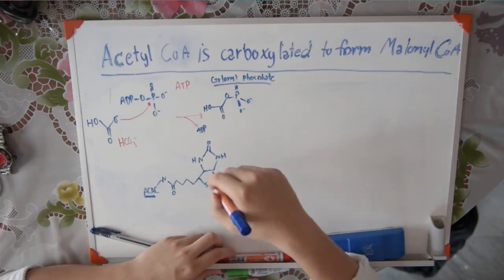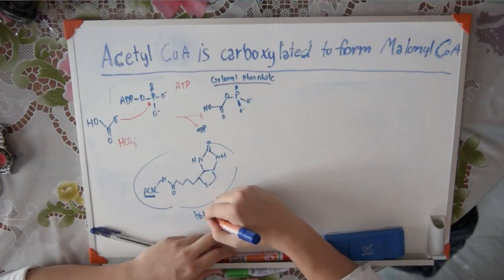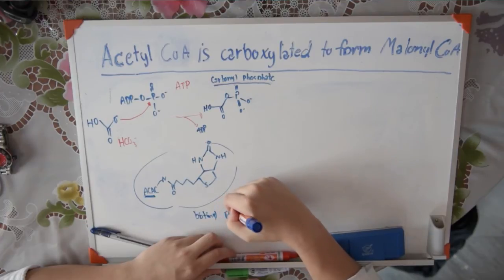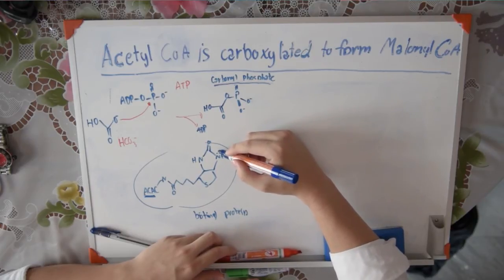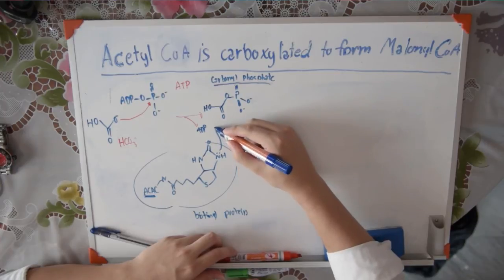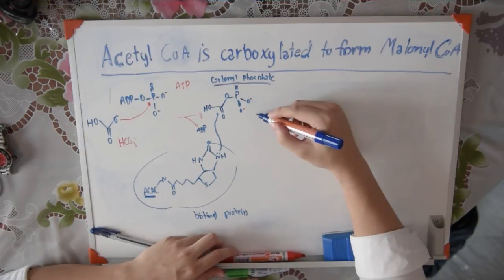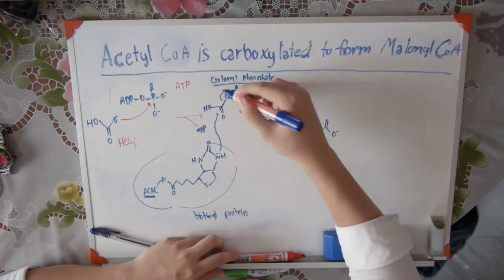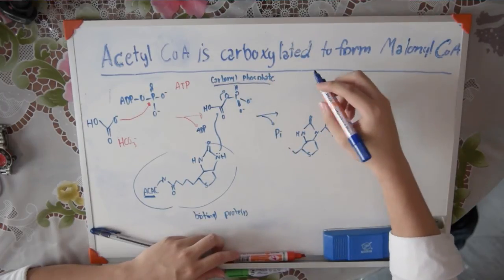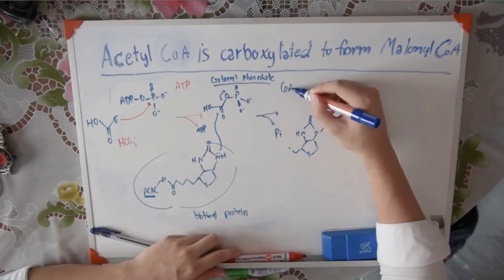It is then catalyzed by acetyl coenzyme A carboxylase, or ACC. This one is called the biotinyl protein. So the lone pair of electrons in nitrogen shifts to this carbon, giving out the carboxybiotinyl enzyme. Now this phosphate will leave as well, and the acetyl coenzyme A takes its place.